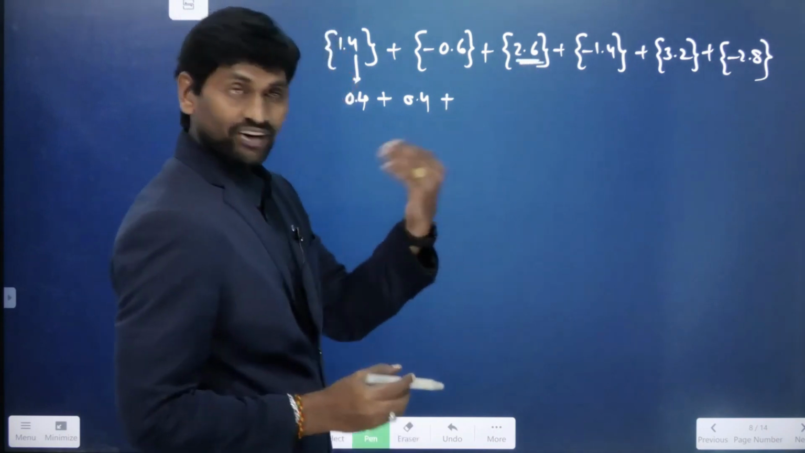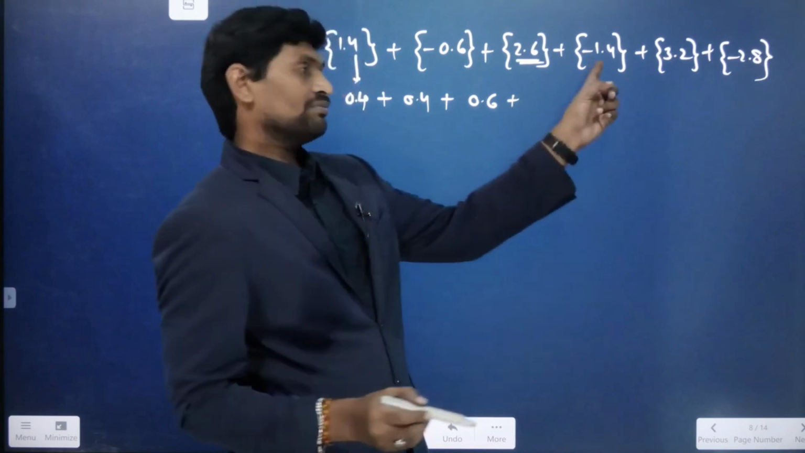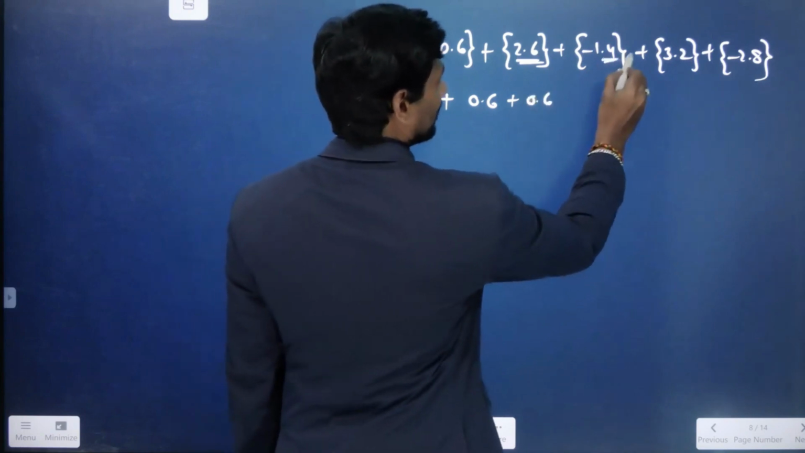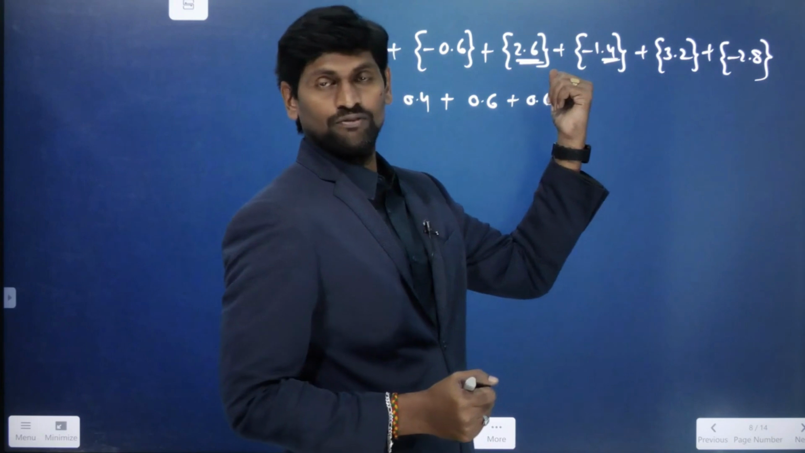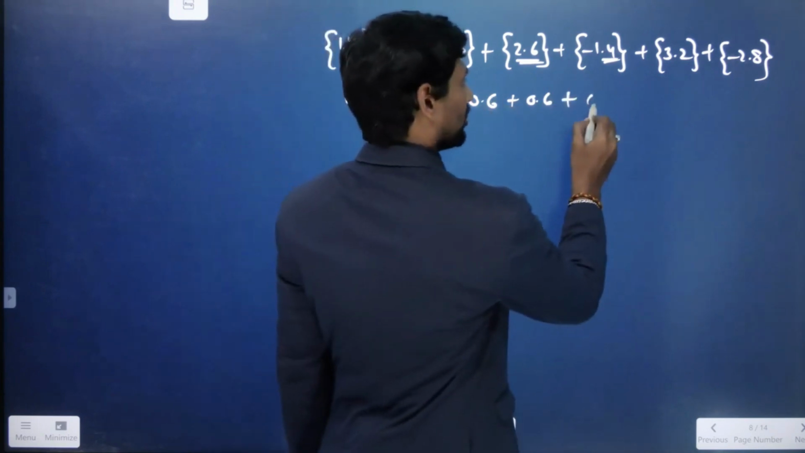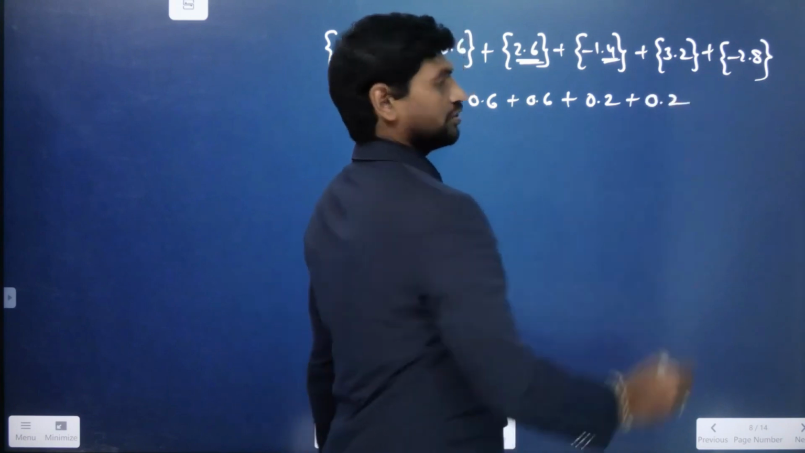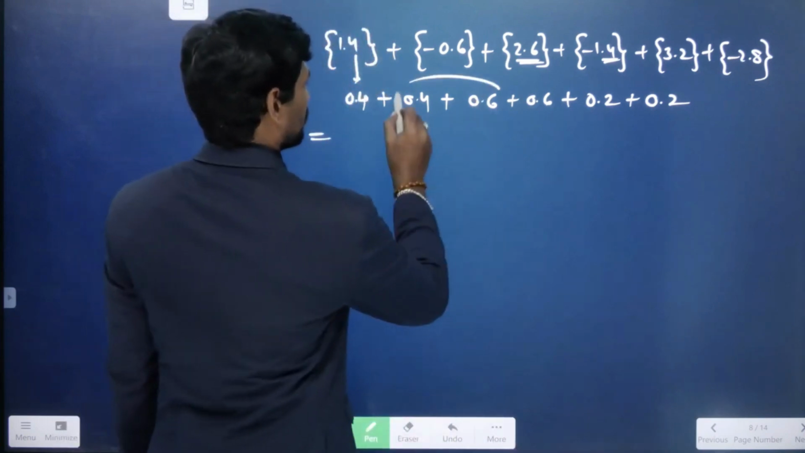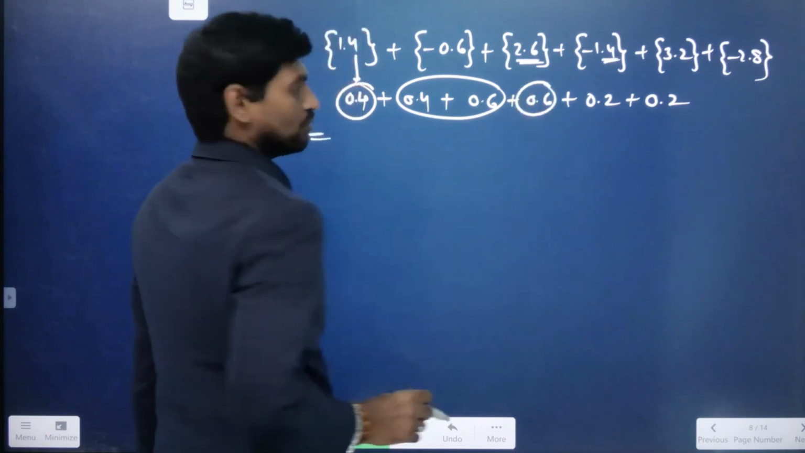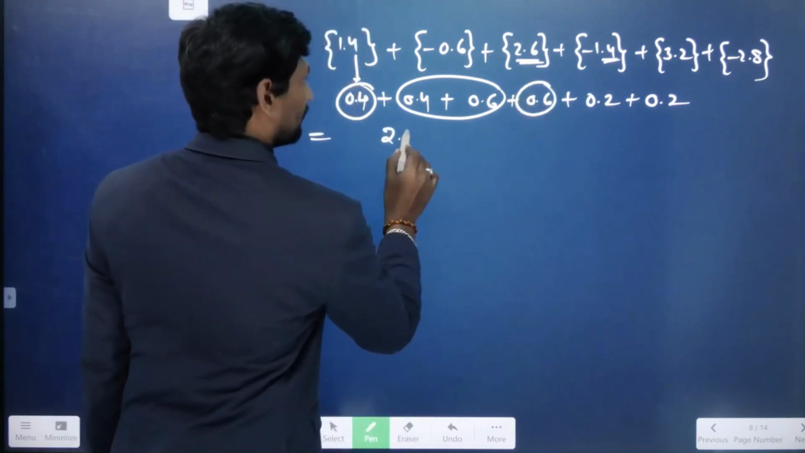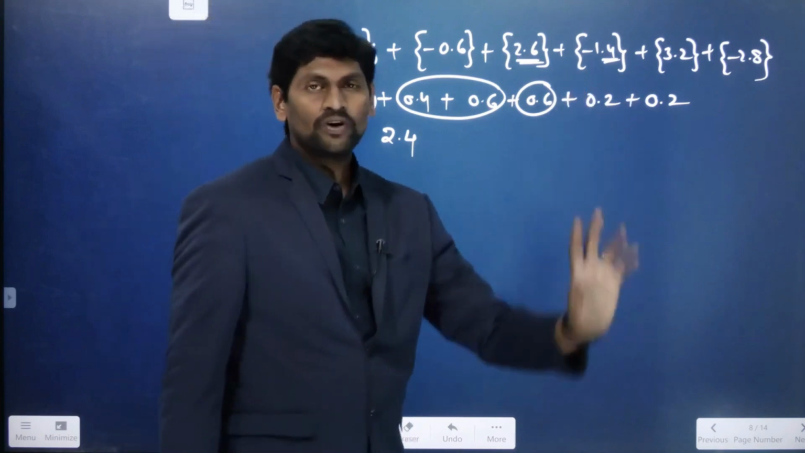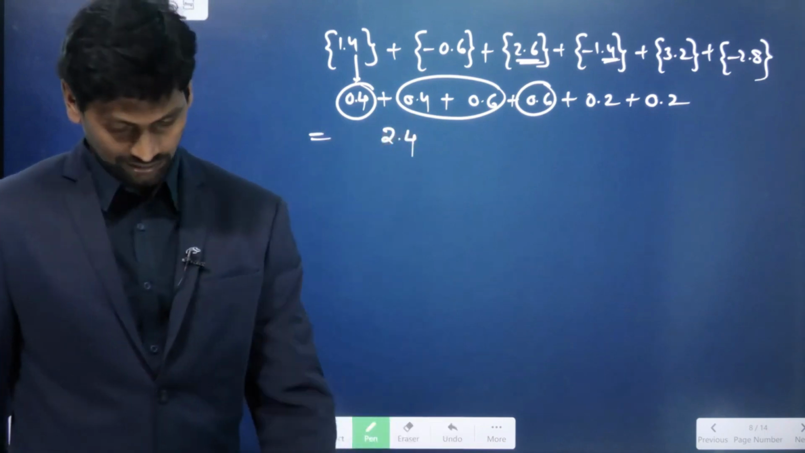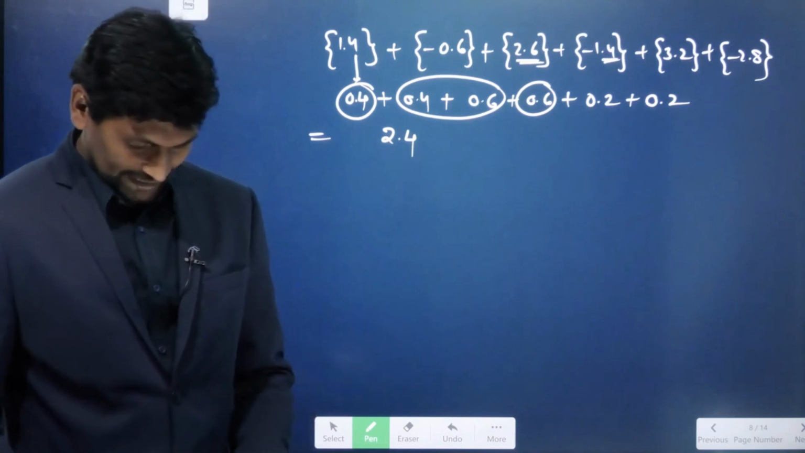Now 2.6, the fractional part is 0.6. Here also minus 1.4, so let us subtract the decimal from 1: 1 minus 0.4 is 0.6. Now here the fractional part is 0.2, and the last one is also 0.2 because it is negative, so 1 minus 0.8 becomes 0.2. Add all of them. 0.4 and 0.6 make 1, 1 plus 1 is 2, and 0.2 plus 0.2 is 0.4, so 2 plus 0.4 is 2.4. That is the answer. Now let us go to the next problem.